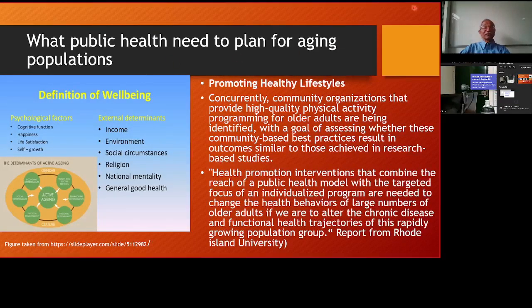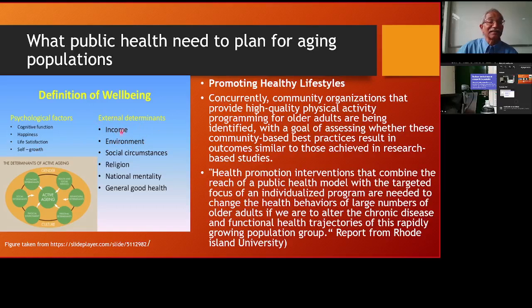So public health needs to plan for the aging population. The psychological factors are cognitive functions, happiness, life satisfaction, and self-growth. I was talking to one of the students here, and that student told me, I want to be happy. But what does happiness mean? It changes from time to time. The same concept of happiness at 20 years old, 40 years old, and 60 years old changes. And that is where we have to talk about happiness, self-satisfaction, and self-growth.